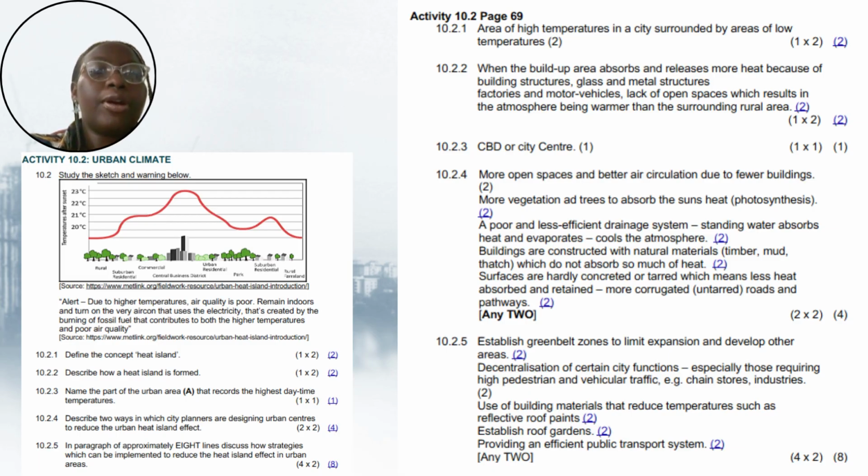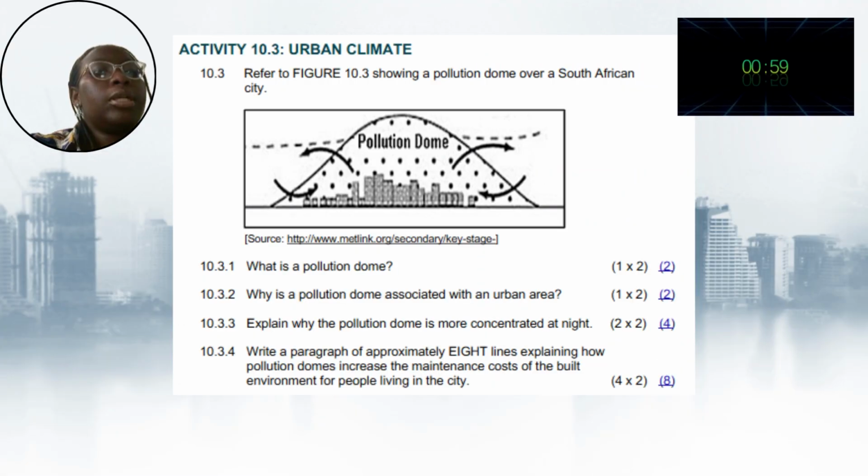And then in the paragraph, describe how strategies which can be implemented to reduce the heat islands can be effective. So establish green belt zones, decentralize certain functions, use building materials that reduce temperatures such as reflective roof paints, roof gardens, efficient public transport. So again, similar strategies. Okay, so this is another activity. You have about 1 minute to attempt it on your own.